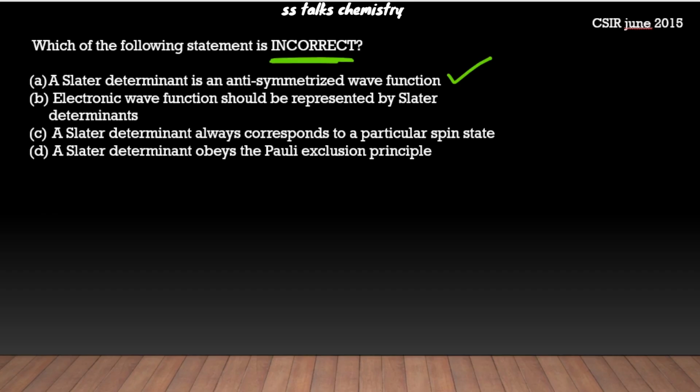Right. Next, the electronic wave function should be represented by Slater determinants. This is also correct. A Slater determinant always corresponds to a particular spin state. This is the incorrect one.